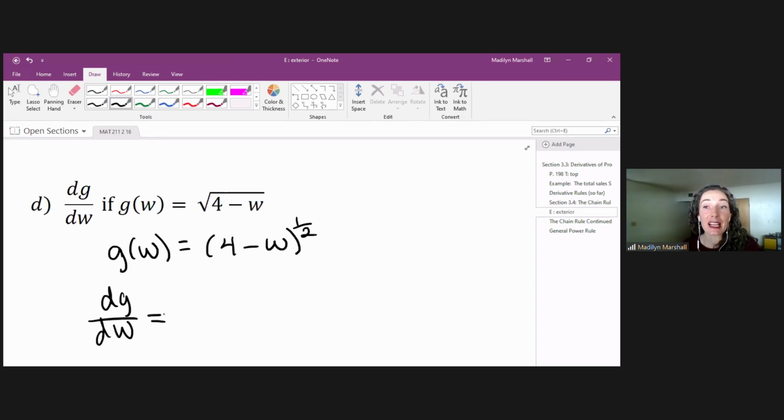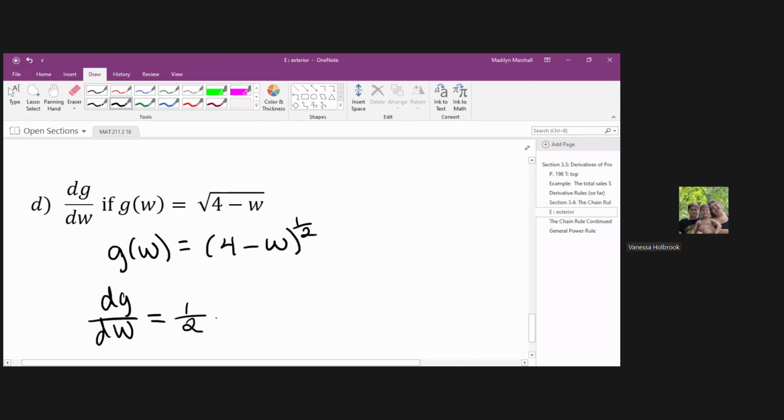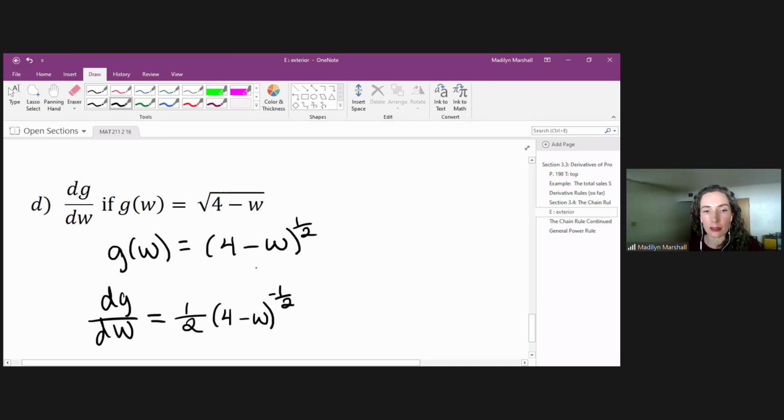So now our exterior again is a power. This thing raised to the 1/2. It'll be 1/2, and then 4 minus W, so the negative 1/2. Right, exactly. So we're taking that power down to the front and subtracting 1 from the original power. The 4 minus W stays just as it is.